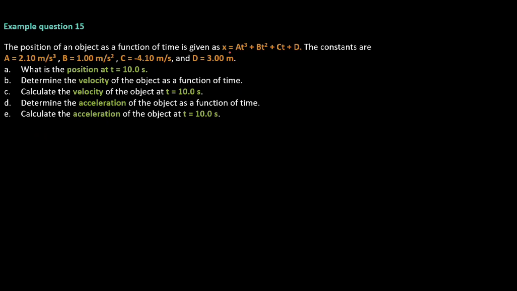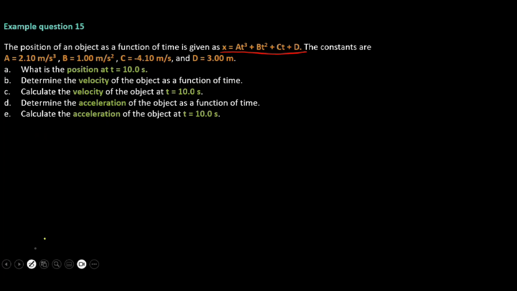The position of an object as a function of time is given as x equals at cubed plus bt squared plus ct plus d. The constants are a equals 2.10 meter per second cubed, b is 1.00 meter per second squared, c equals negative 4.10 meter per second, and d equals 3.00 meter. Part A of the question is asking us, what is the position at t equals 10 seconds?